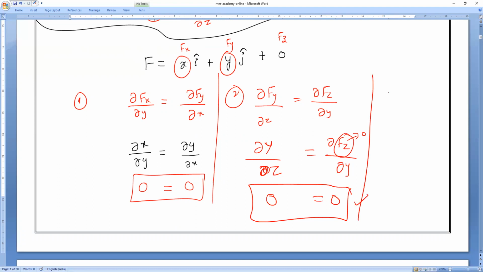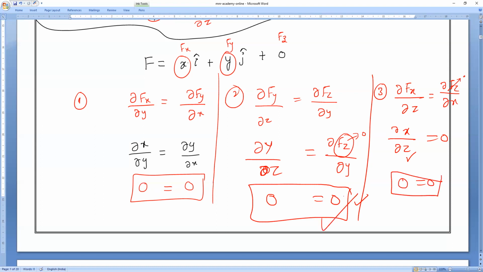Then rule number 3, you check it. Rule number 3, what is that, guys? Del fx divided by del z, del fz divided by del x. So this value is 0, so that will also become 0. Del fx is x, divided by del z. With respect to z, what is the x value? Is it possible to differentiate, everybody? No, it remains 0. So 0 is equal to 0. So everywhere, it is always proved. So you can see all the three cases.